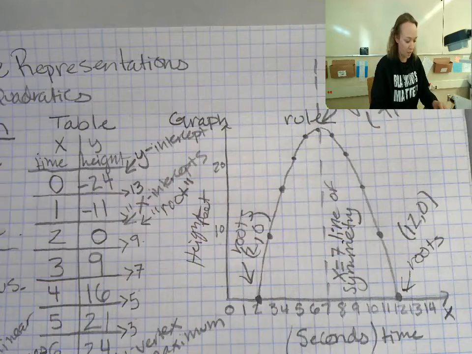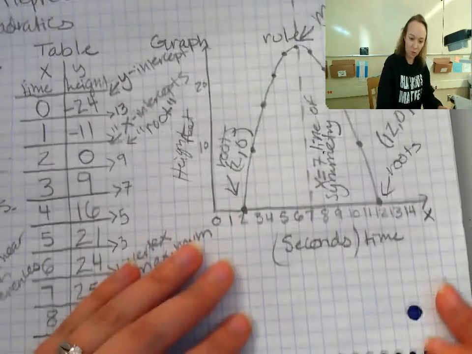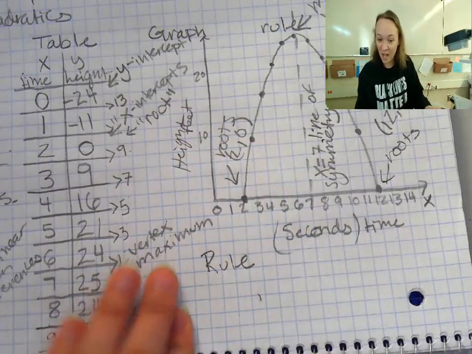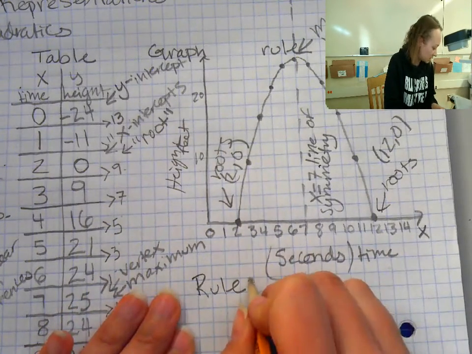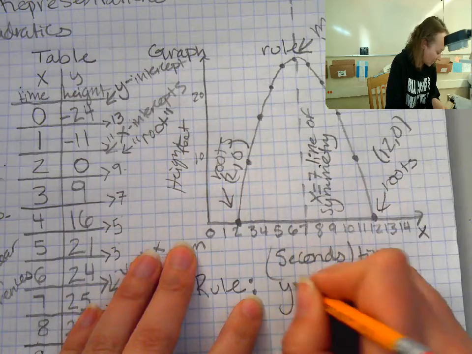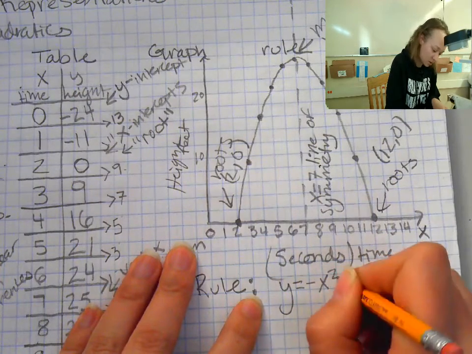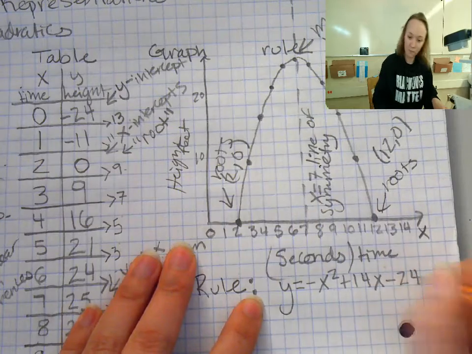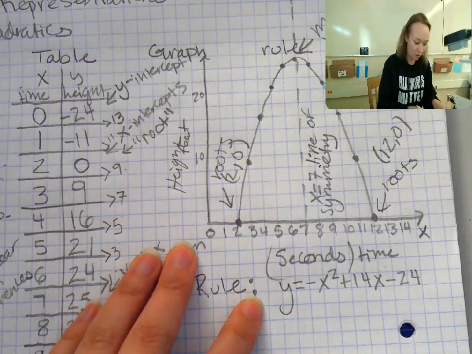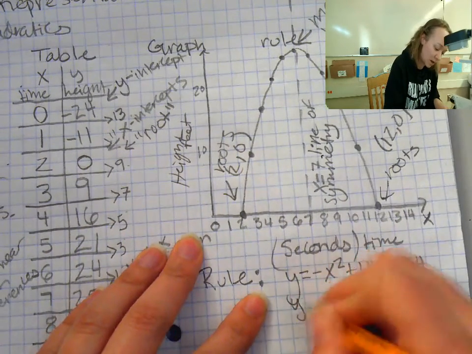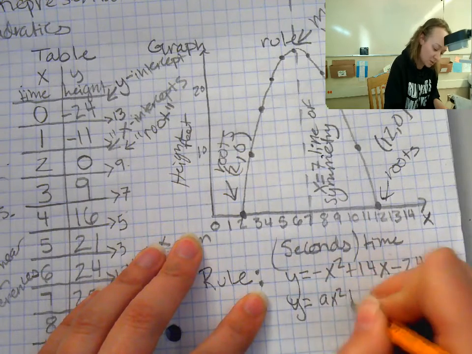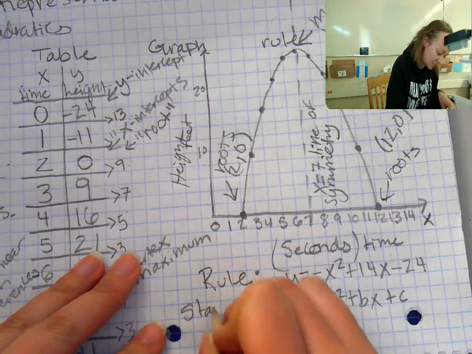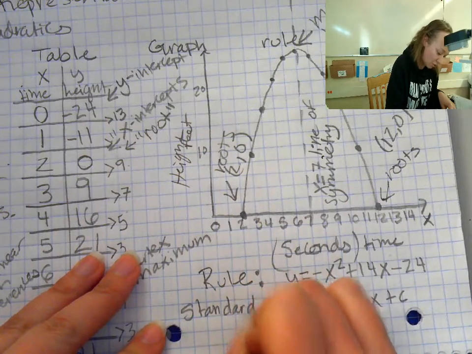Okay. Last thing that I said we were going to talk about was a rule. So you don't know how to find a rule for this yet, but I'm going to tell you what it is. The rule for this guy is y equals negative x squared plus 14x minus 24. That's written in standard form. Standard form is y equals ax squared plus bx plus c. That is standard form.